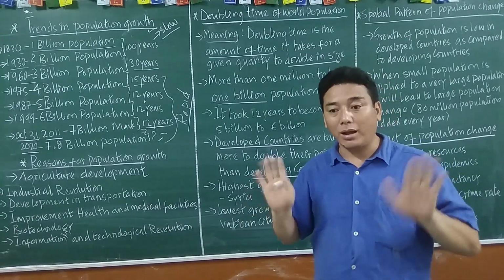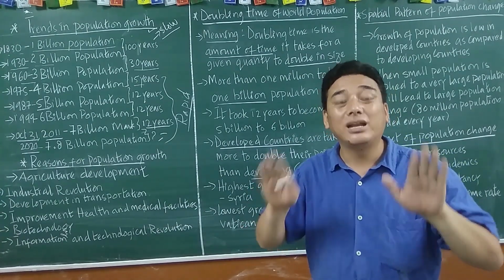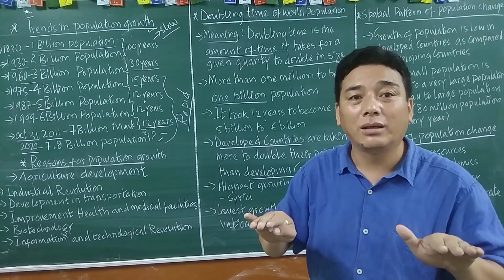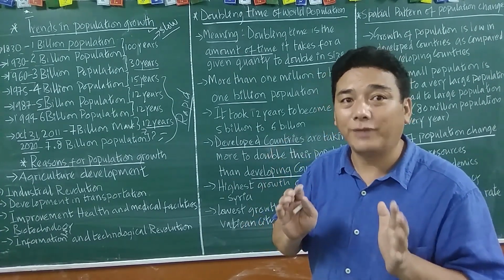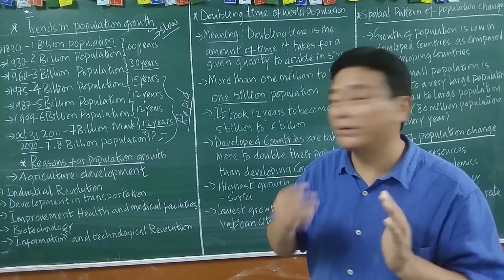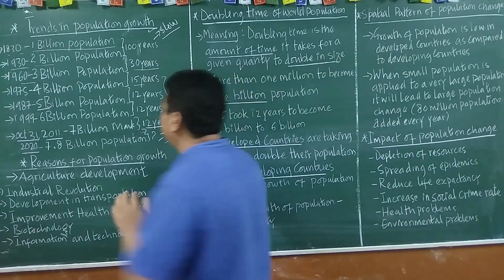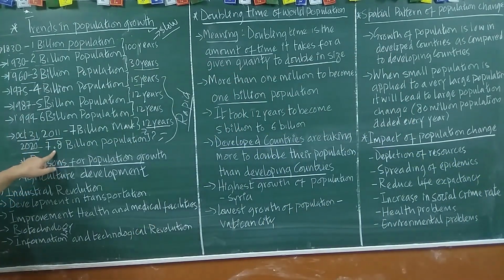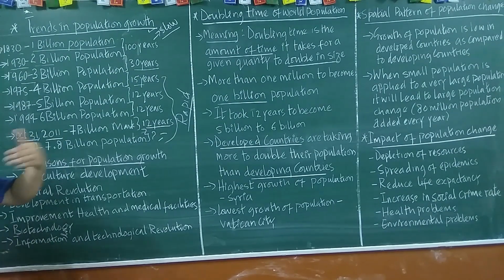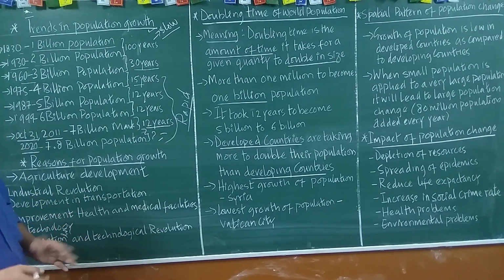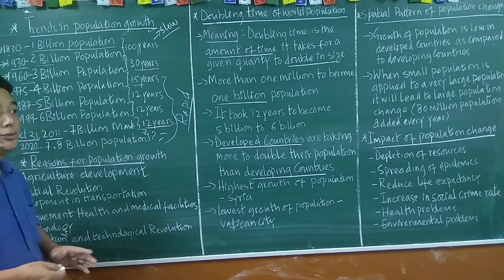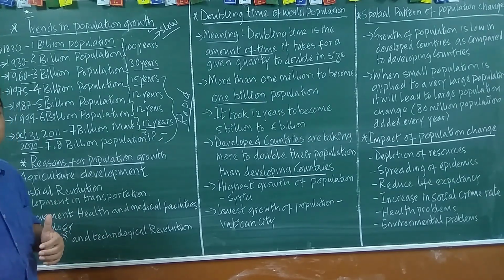What do you understand by alarming rate? It is warning you of something. It is knocking at you. It's telling you something. So 7.8 billion, and on October 31st, the seventh billionth baby was born in the Philippines, chosen by the UN, the United Nations.